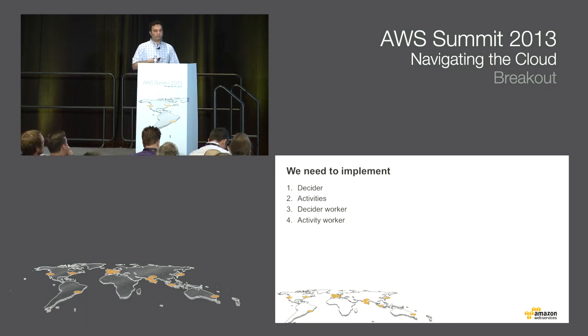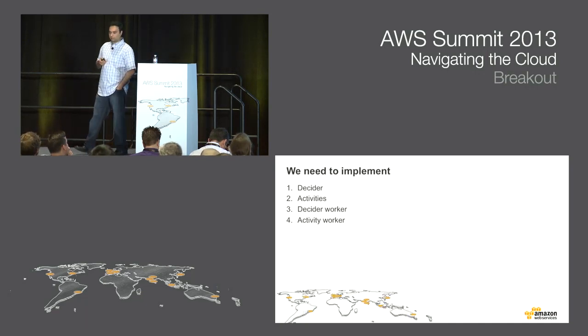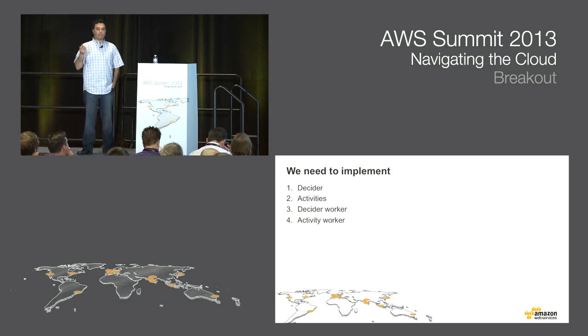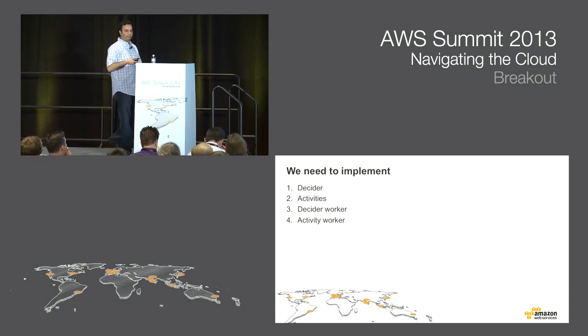OK, so what do we need to build for our continuous integration? We need to build a decider component. We need to build our activities. And then we need to build the workers for our activities and the decider.